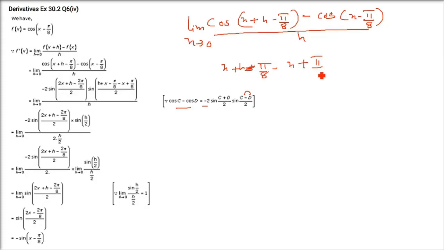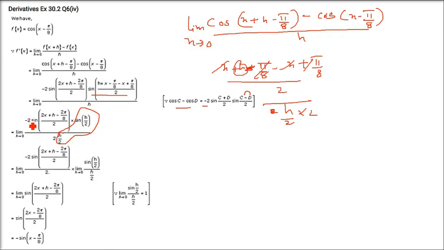So again the same thing, we are getting sin(h/2). So we have to change that denominator h to this. Only h is there, h by 2 actually. So you can have an h/2 here. Multiply in denominator and numerator. So sin(h/2) over h/2 is going to be 1. This 2 gets cancelled, only the negative remains. This is sin of (2x+h−2π/8)/2.